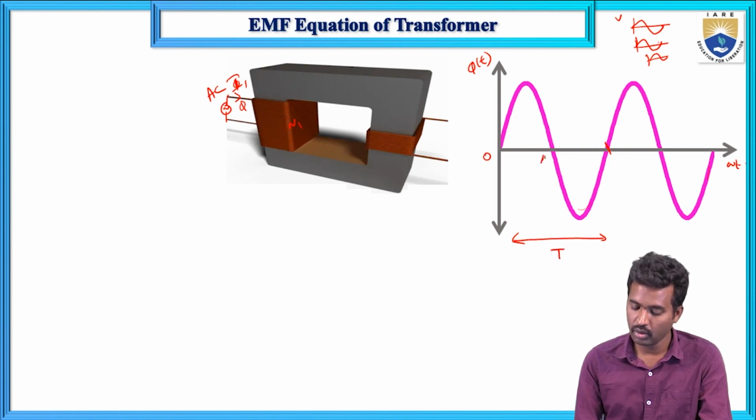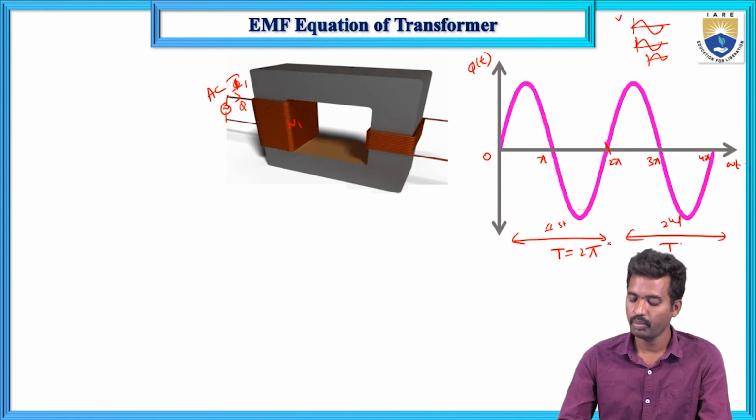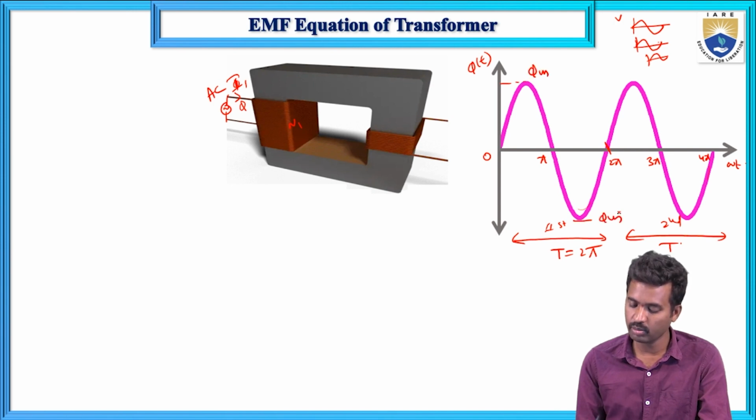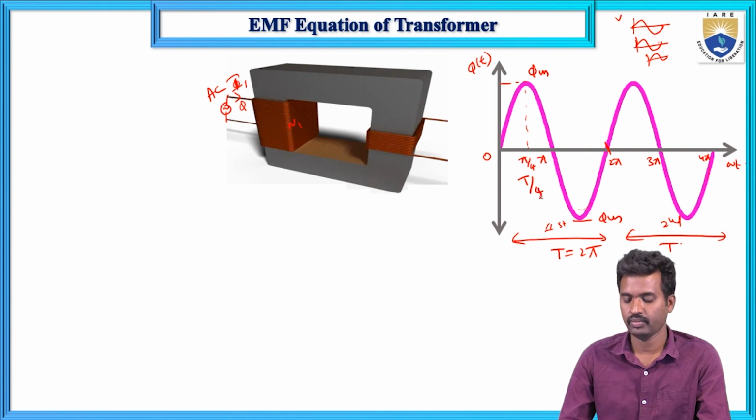This is 0, pi, 2 pi, 3 pi and 4 pi. This is the first cycle and this is the second cycle. The first cycle is up to t equals pi, and the time period is 2 pi. Here the maximum value of flux is phi maximum, and this one is the negative maximum. The maximum value of flux occurs at pi by 4, that is T by 4.